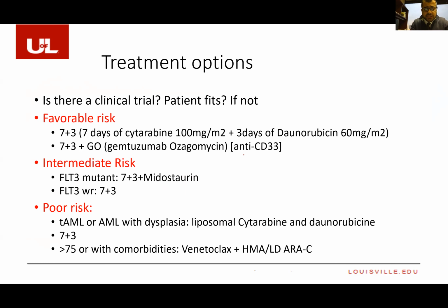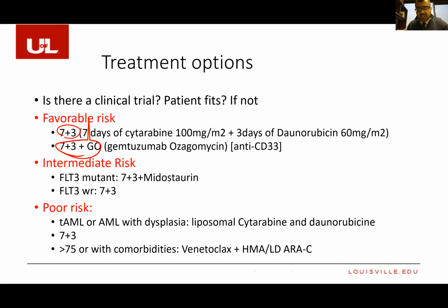Favorable risk, patient who has core binding factor acute myeloid leukemia, or has one of the molecular markers associated with good outcome, like biallelic CEBPA or NPM1 mutated with low allelic ratio of FLT3, you would typically use 7+3 or 7+3 with GO, gemtuzumab ozogamicin, the anti-CD33.